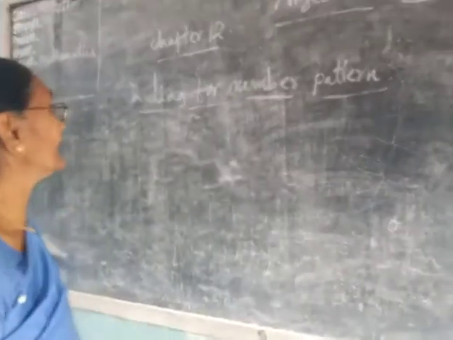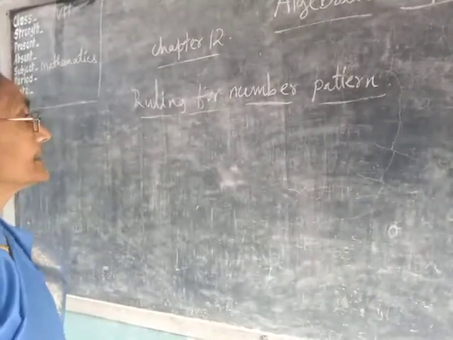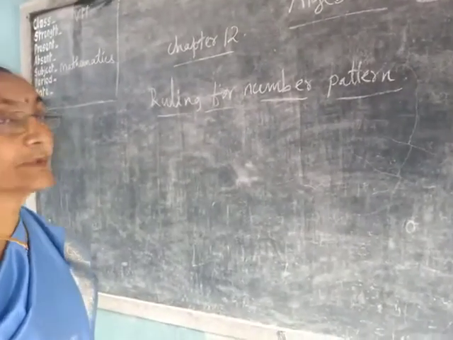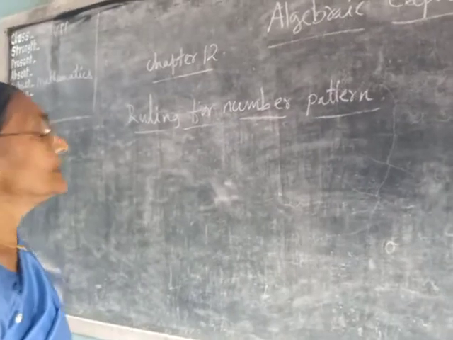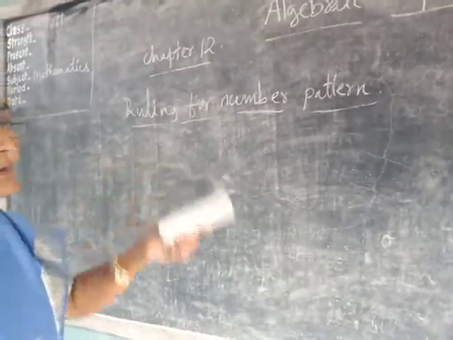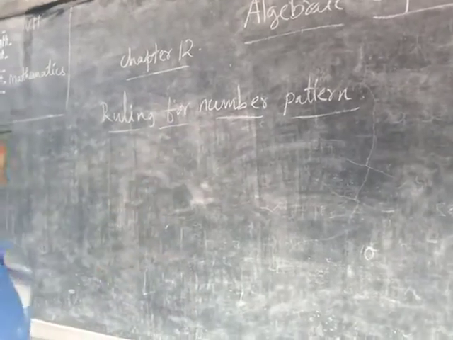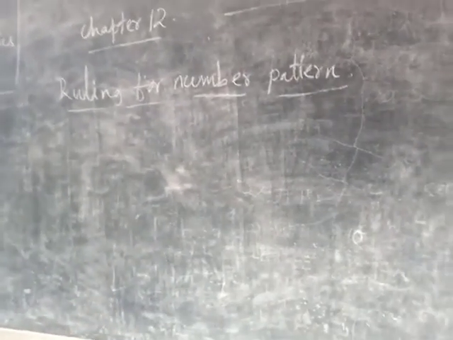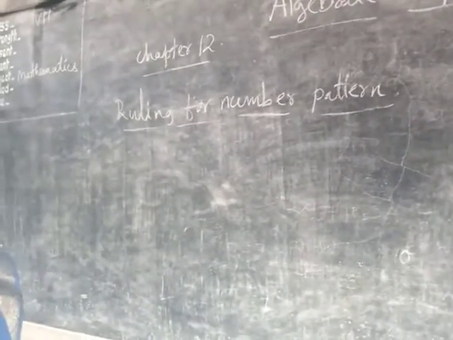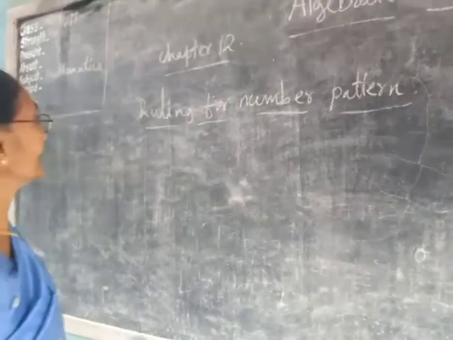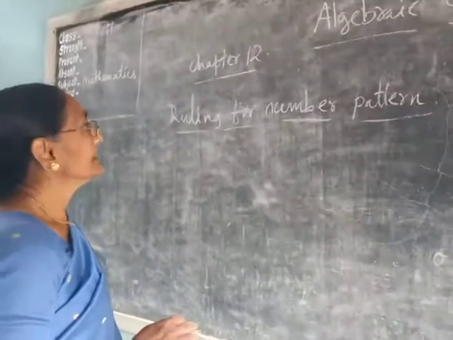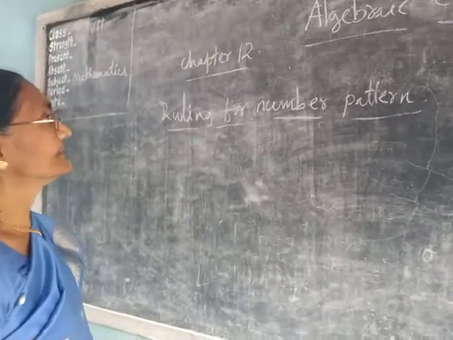Do you understand that? Whatever patterns are given, first you observe the pattern, then you have to follow the rules of the pattern. So the rule for a number pattern, that one you have to learn. I think you have understood this one. So this much for today. Next class we will discuss some more numbers. Thank you.